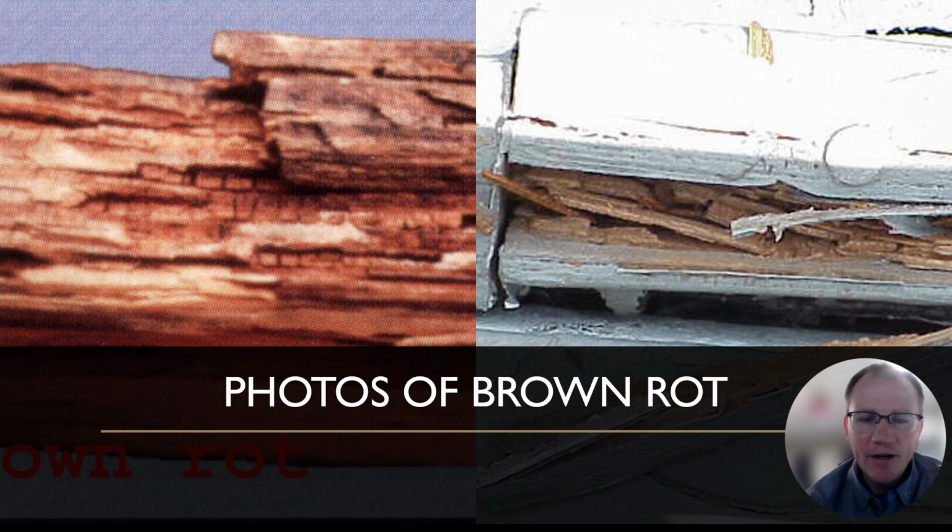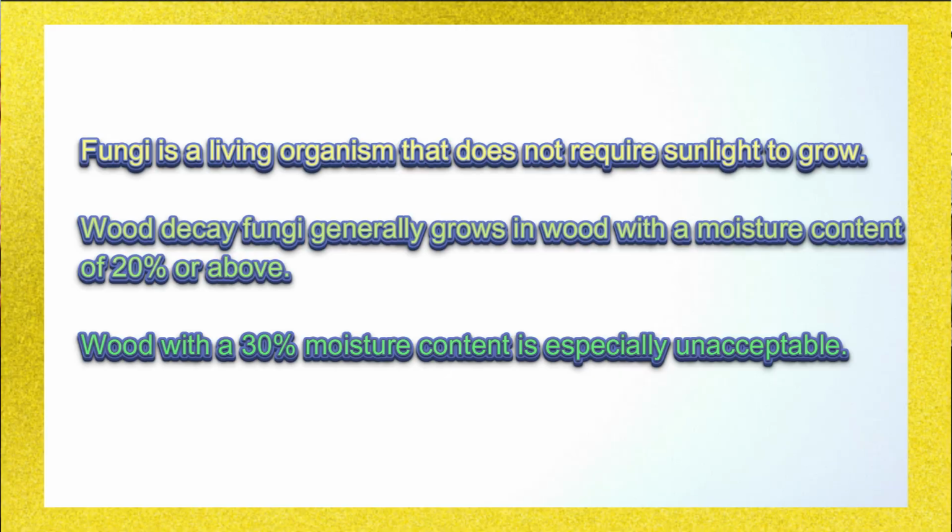On this screen, you can see photos of brown rot. If you look especially at the photo on the left, you'll see that brown rot can crack perpendicular to the grain. So it actually cracks cross grain on the wood itself. It's important to note with fungi, it's a living organism that does not require sunlight to grow. Wood decay fungi generally grows in wood with a moisture content of 20% or above. Wood with a 30% moisture content is especially unacceptable.